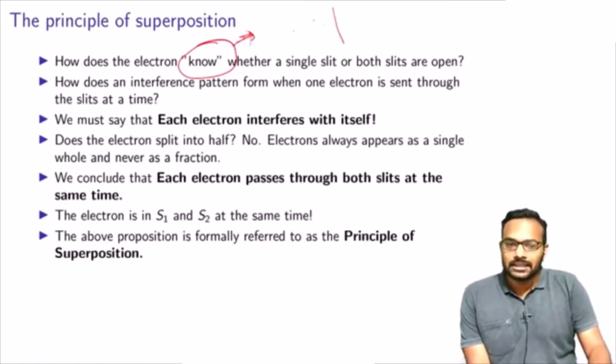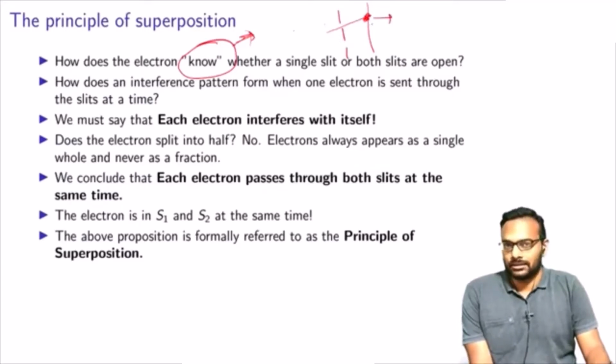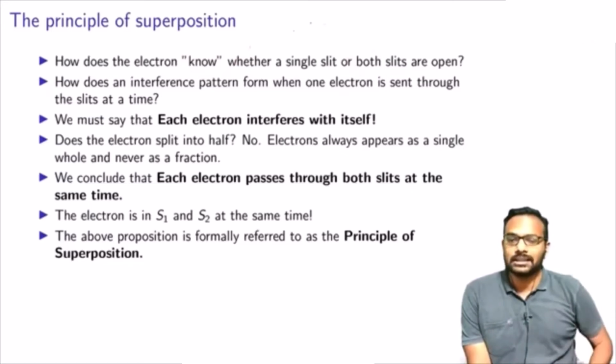Because if a single slit is open, the electron can fall here. But if both slits are open, the single electron never reaches here. That's what's happening. This is just an example. If we block this and only slit one is open, let's say the electron reaches this point. You do the same experiment with both slits open and you see that the electron never reaches here. There are points where electrons reach and points where electrons do not reach. So how does the electron know whether both slits are open or only one slit is open?